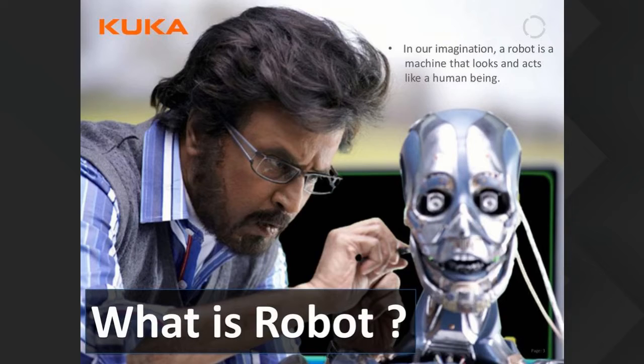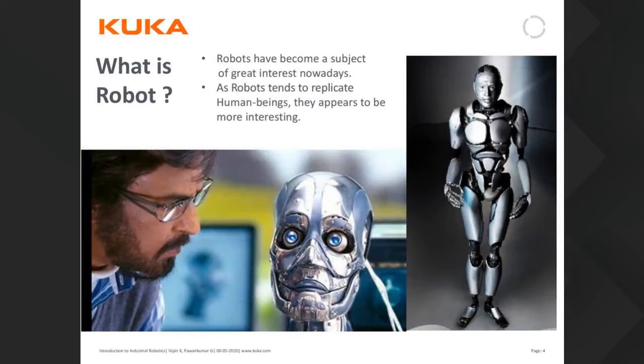The simple example is the movie Robot 2.0, in which Rajinikanth is acting like a robot. So the first thing that comes to mind is a human, but actually robot is not defined to this separate section only. So we call it a humanoid robot, and robotics has become very interesting nowadays.